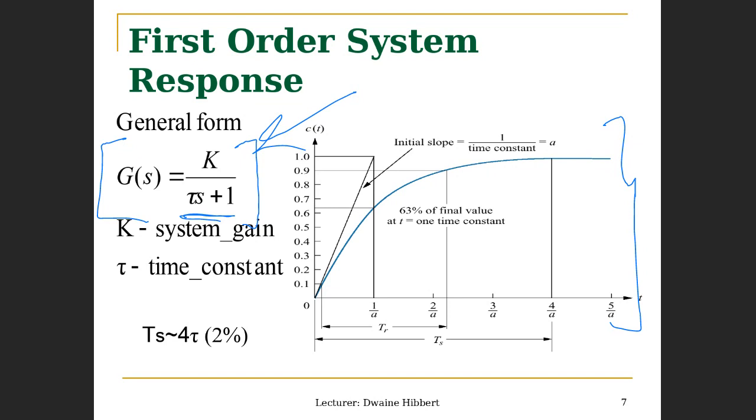Now, for a first order system, the settling time is approximately equal to 4 tau. And note the side note that I have 2%, so I'm talking about the 2% settling time. It's approximately 4 tau.